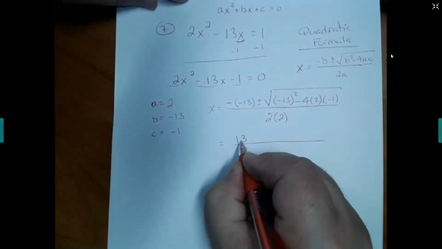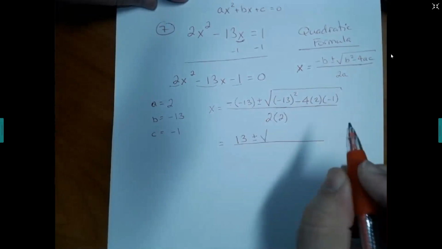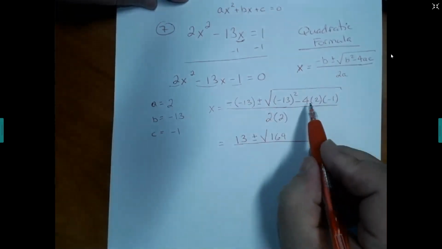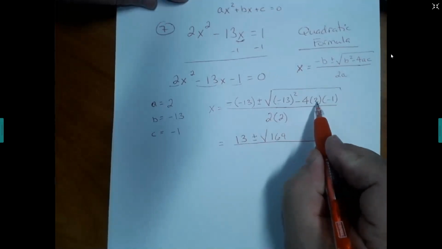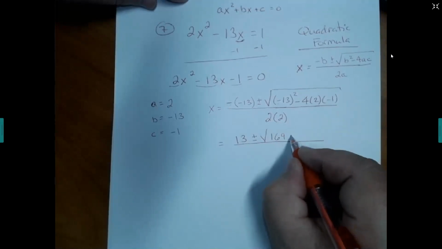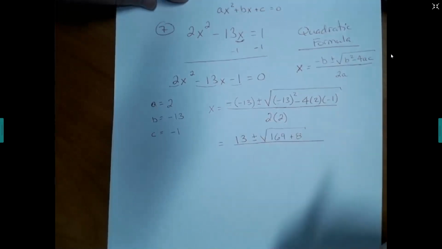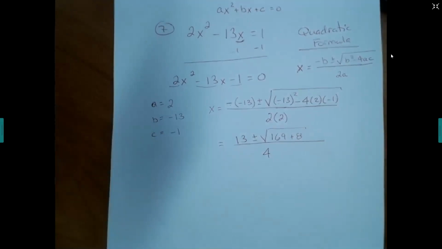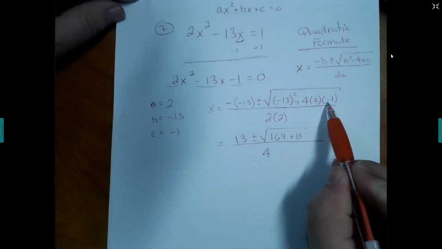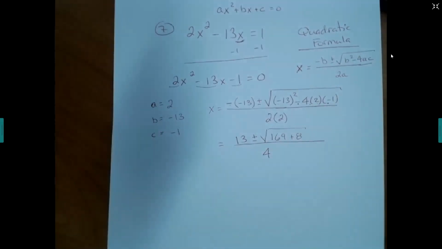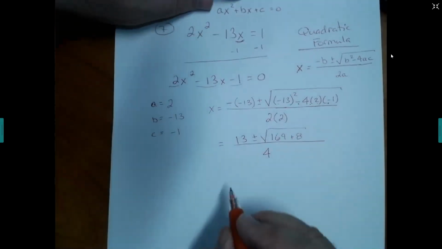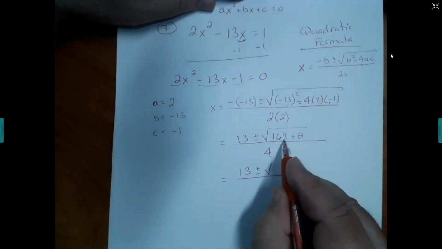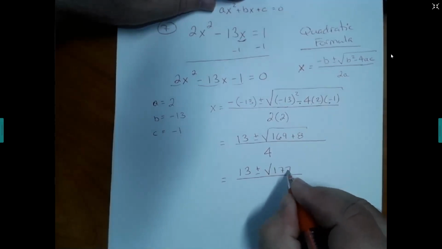Negative and negative makes it a positive 13. Negative 13 squared, negative 13 times negative 13 is positive 169. Negative 4 times positive 2 is negative 8. Negative 8 times negative 1 is positive 8. 2 times 2 is 4. Again, you can do it. Negative times negative is a positive. 4 times 2 times 1 is 8. 13 plus or minus the square root of 169 plus 8, which is 177.